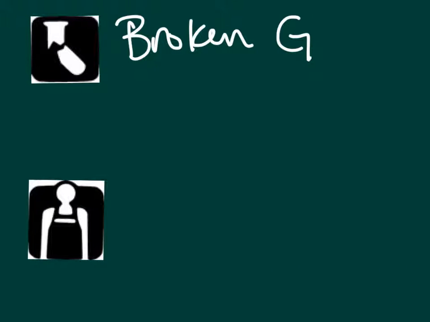What's wrong with this test tube? Broken glass. Symbol warns us of a few things. One, never, ever, ever, ever use broken glass. Check any glass you're going to use for chips, cracks, or fractures.